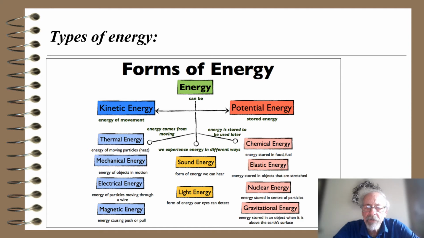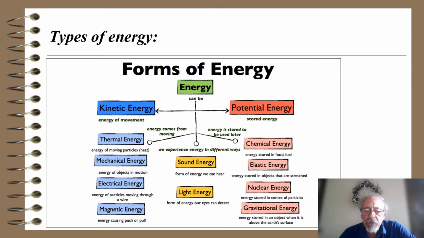And we have chemical energy, energy stored in food and fuel. Elastic energy is energy stored in objects that are stretched. It could be a spring, for instance. Nuclear energy is energy stored in the center of particles. Atomic fission can provide you energy. Fusion we're still working on, where you fuse atomic nuclei together.